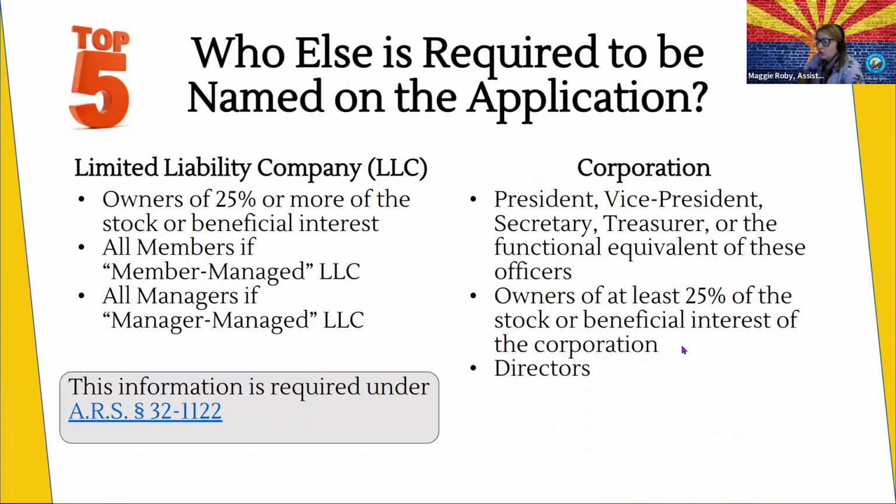So we know for sure your qualifying party is required to be on your license. Every license must hold a qualifying party. But let's talk about who else needs to be listed on your application. If you are an LLC, you will need to have any owners of 25% or more. If you are a member managed LLC, any members who are listed on EZCC will need to be included. If you are a manager managed LLC, any managers listed on EZCC will need to be included in your application. And we'll go over shortly what exactly they need to be listed on the application.